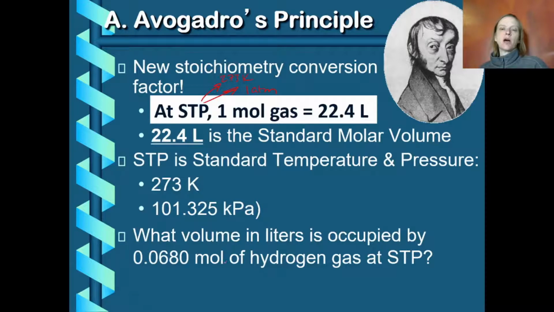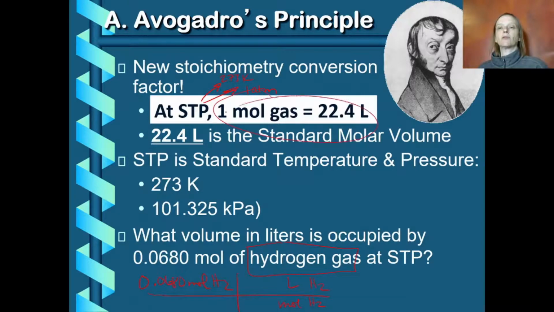What volume in liters is occupied by 0.0680 moles of hydrogen gas at STP? Notice I'm starting with hydrogen gas and I'm ending with hydrogen gas. So it's only going to take me one step, one conversion factor, to convert to or from moles. So I start with 0.0680 moles of hydrogen gas, and I want to get rid of moles of hydrogen gas and convert to liters of hydrogen gas.